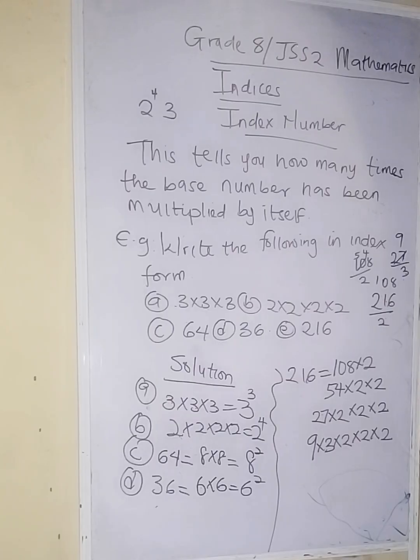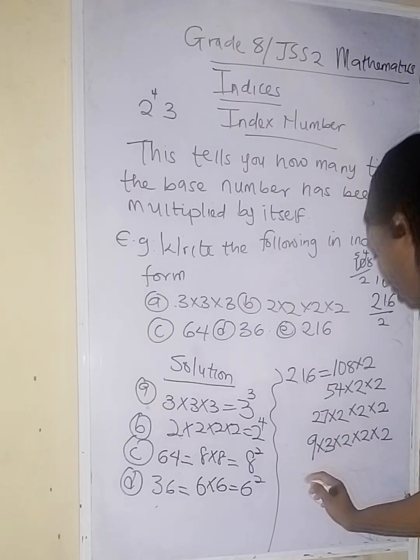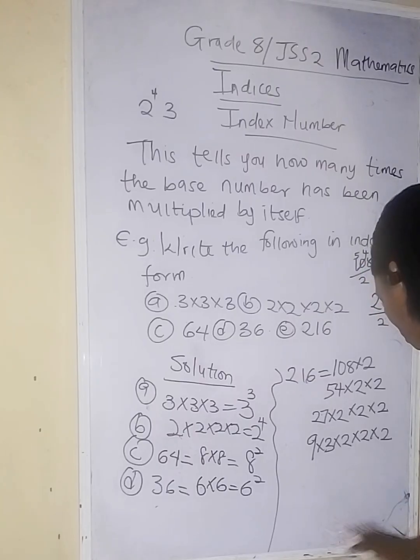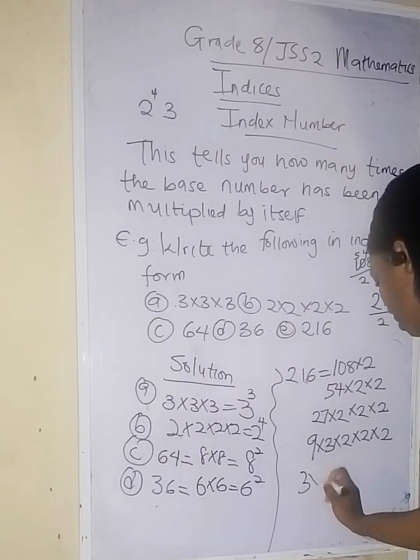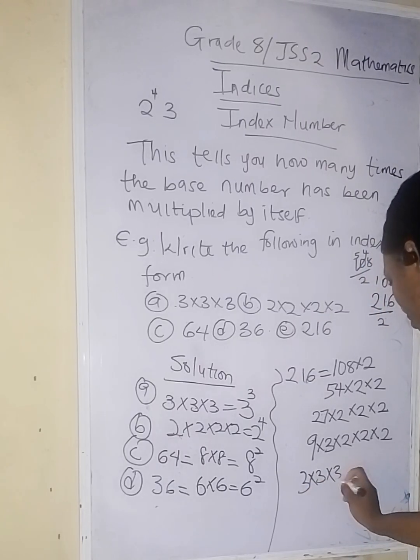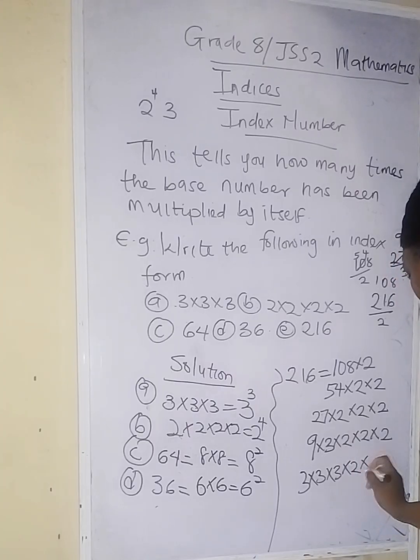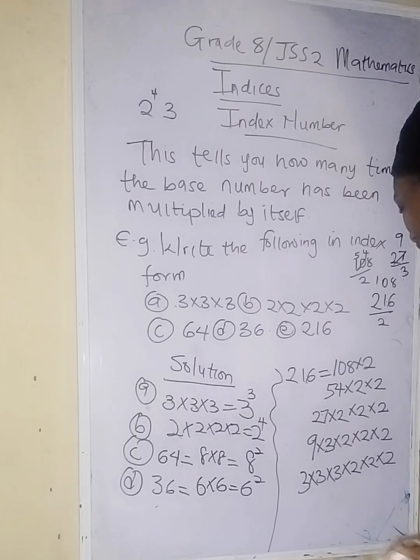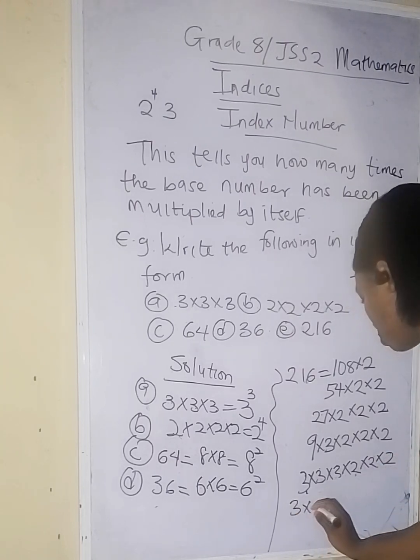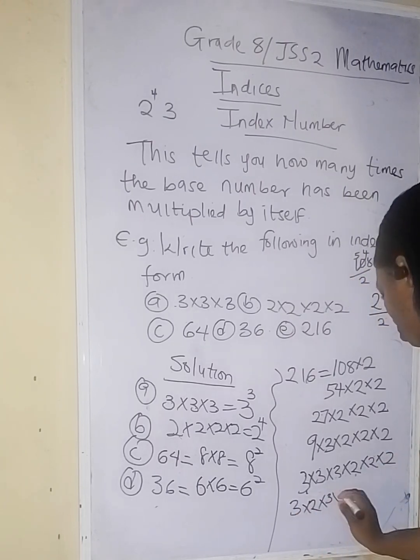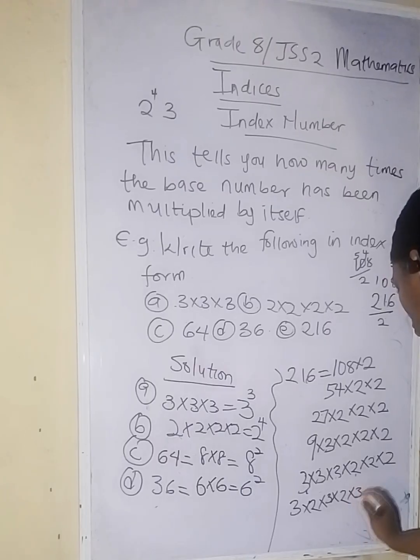We can still go further. So what can give us 9? 3 times 3. Very good. So that is 3 times 3 times 3 times 2 times 2 times 2. Good. So from here now, we have 1 3, 1 2, 1 3, 1 2, 1 3, 1 2. So we can just bring them together. That would be 3 times 2 times 3 times 2 times 3 times 2.